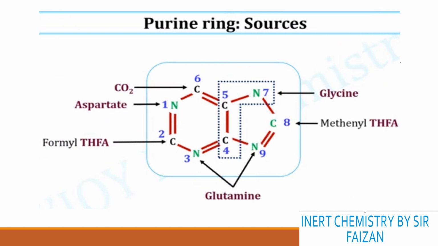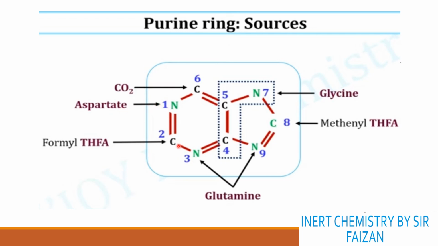Here is the structure of the purine ring, and you see that a purine ring is actually a double ring and consists of 9 different atoms. All these different atoms or elements come from different sources. For example, nitrogen 1 comes from aspartate. Aspartate is an amino acid and the amino group of aspartate donates this nitrogen.